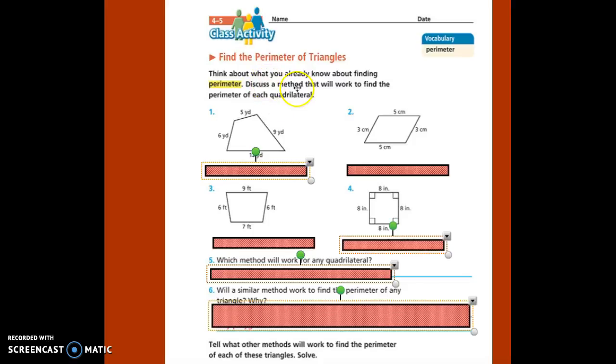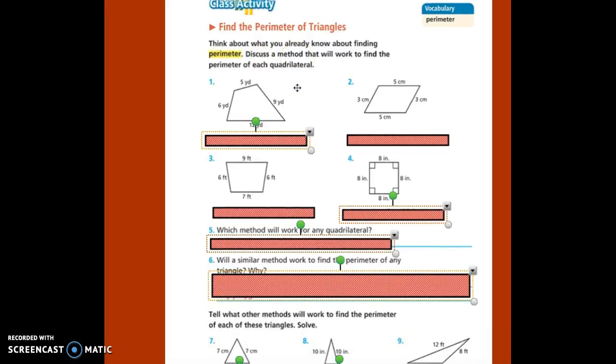First, let's review perimeter with quadrilaterals. If you remember, perimeter is the area on the outside of a shape. And to find that perimeter, we add each of these numbers together. So in this case, I'm going to add 6 plus 5 plus 9 plus 12. And when I add all of those together, I get 32 yards.